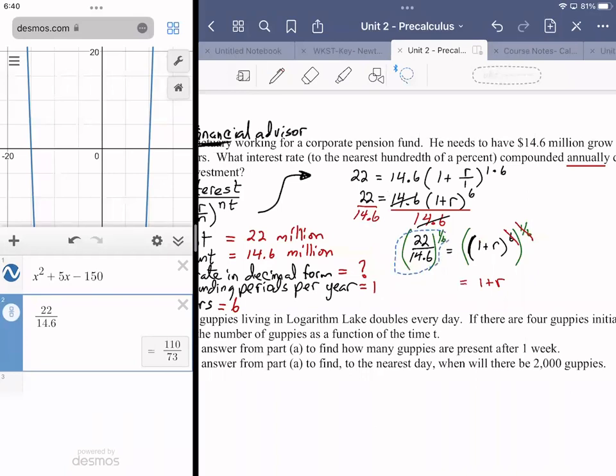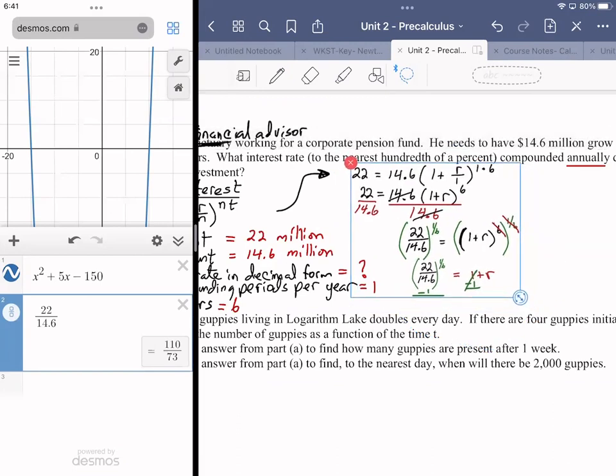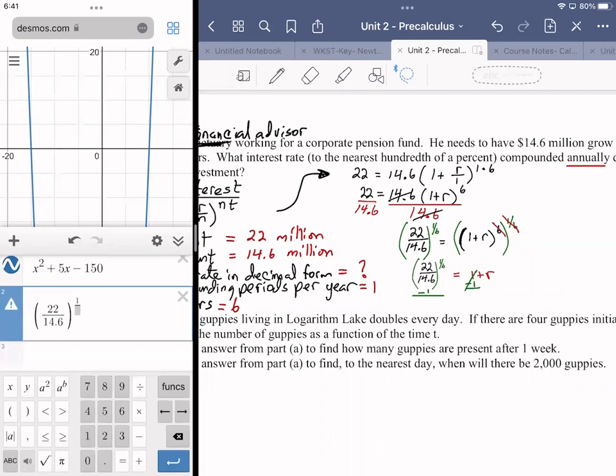All right, so I have this nasty-looking expression here. And that's equal to 1 plus r. If I take that and subtract from it 1, then I'll have the value of r. One more slight resize. So this is what I've got to put in my calculator. This whole funky expression raised to the 1/6, whole thing minus 1. And that gives me the value of r.